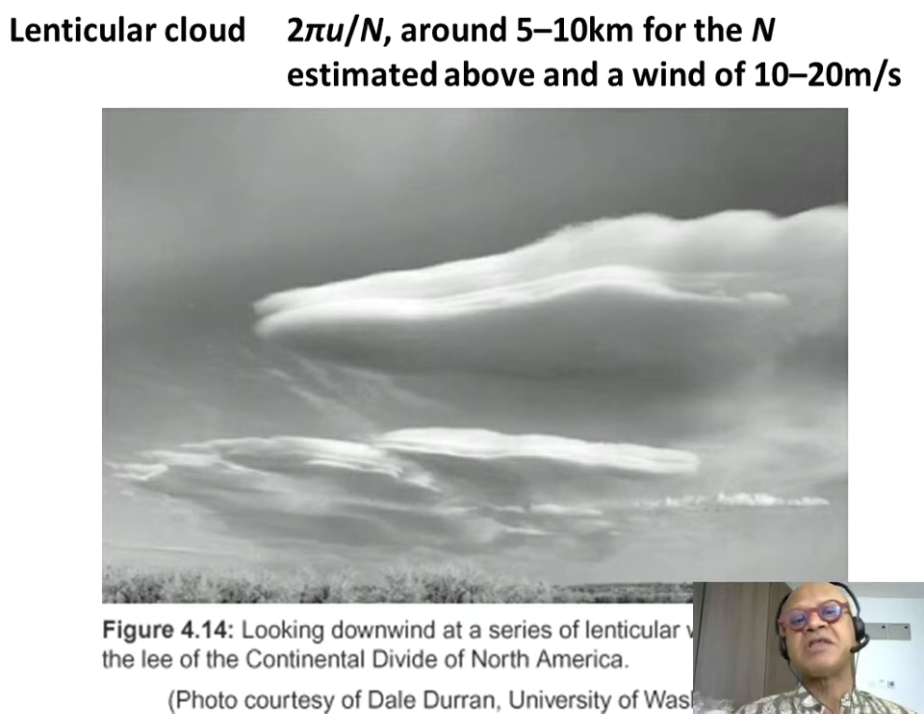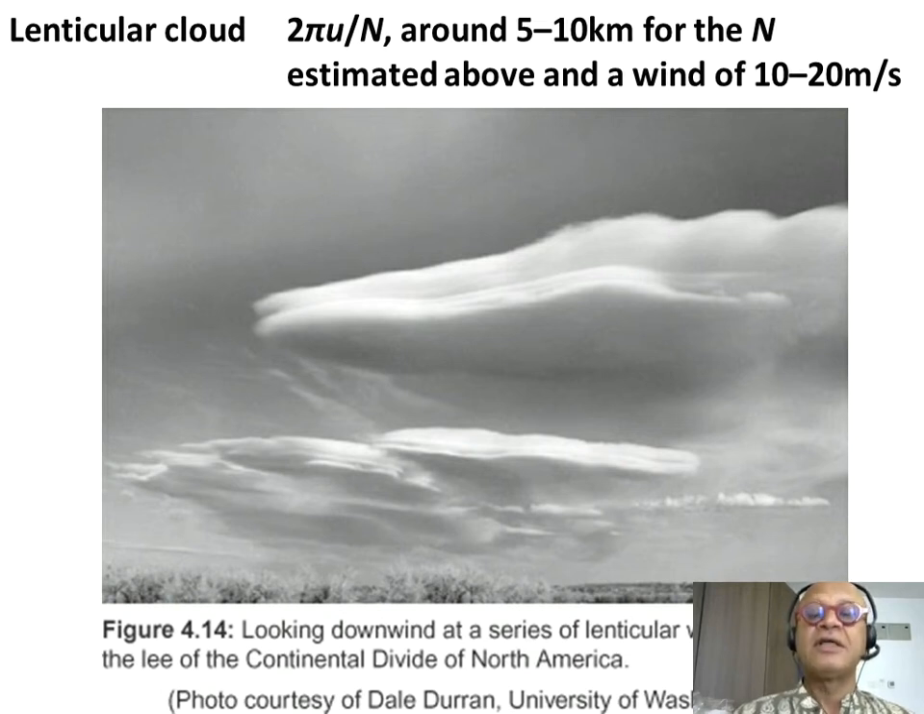You can also estimate the wind speeds required given the buoyancy frequency, the wavelength, and the potential for stationary waves. So we had 2 pi over N of 9 minutes, and you get a wavelength of about 5 to 10 kilometers if the wind is about 10 to 20 meters per second. So simple calculations, but nonetheless you can try to do that next time you're out on a hike.